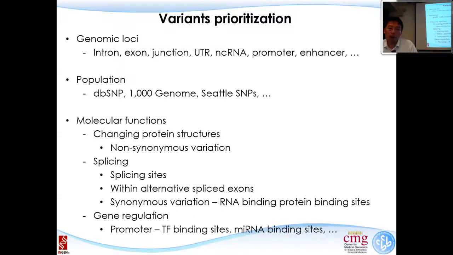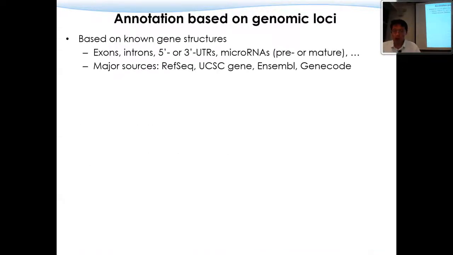And the last part will be whether these variants can play any role in general gene regulation. For example, if a variant occurred in the promoter region, it can impact the transcription factor binding sites, or if it's in the 3' UTR regions, it can impact the microRNA binding sites. So those are the information we'll look at to help us prioritize which variants are potentially useful.